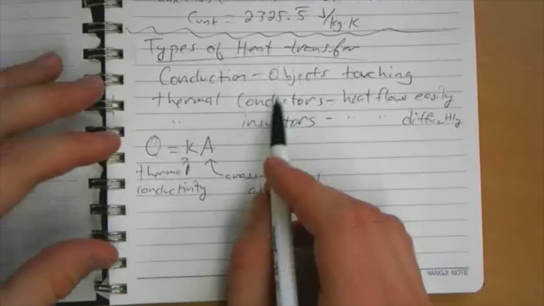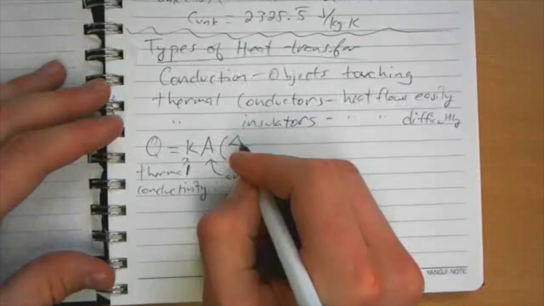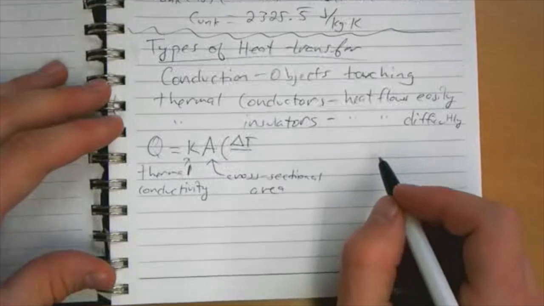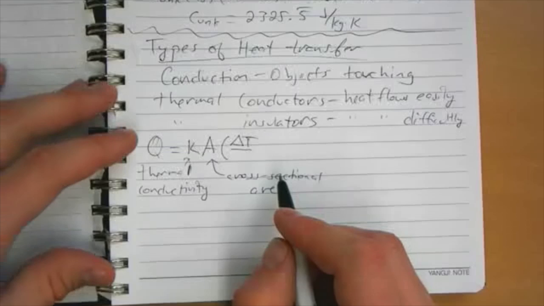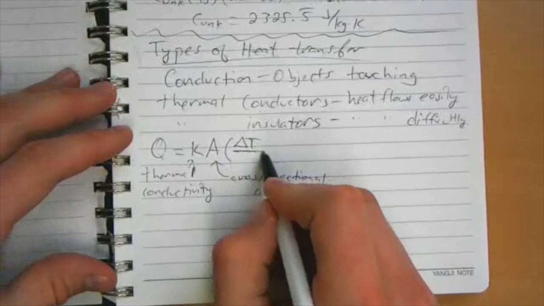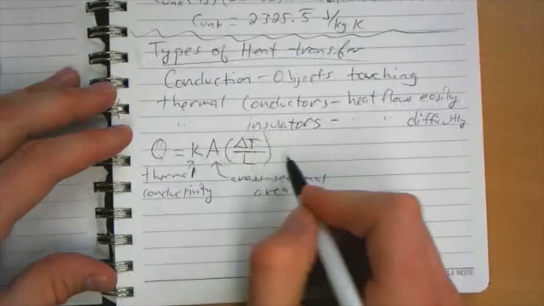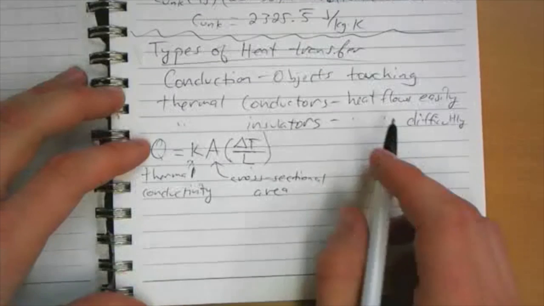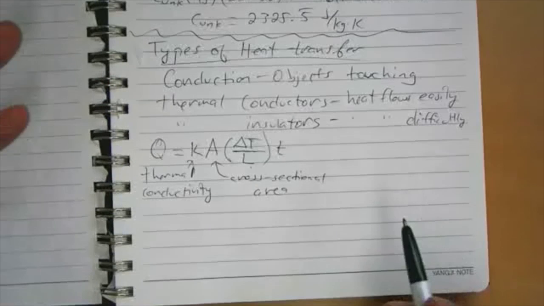Then we have a delta T, which also makes sense because the larger the change in temperature, the more heat is going to flow. But we divide by L, which is our length, which makes sense. The longer something is, the harder it is for heat to flow through it. And then just throw in this t, time. The longer two things are touching, the more heat is going to flow.